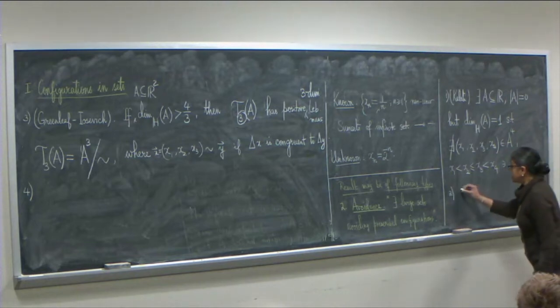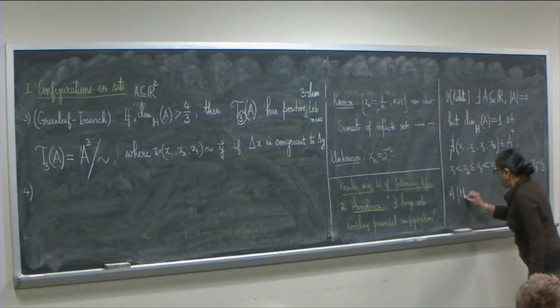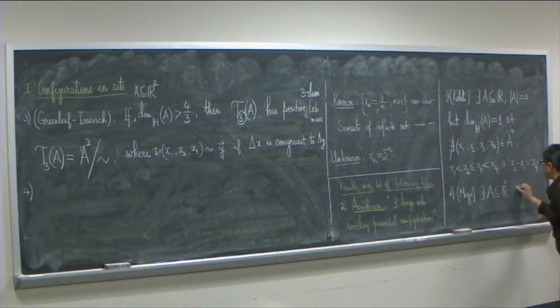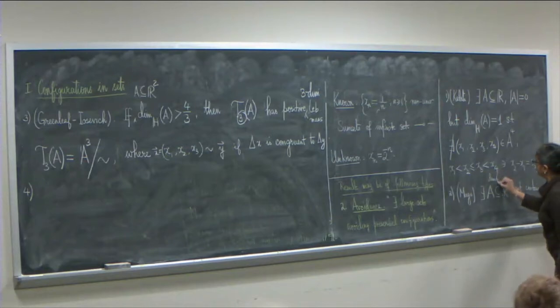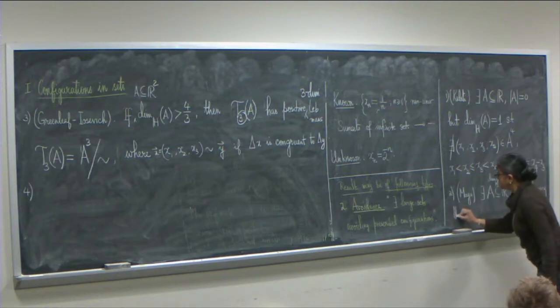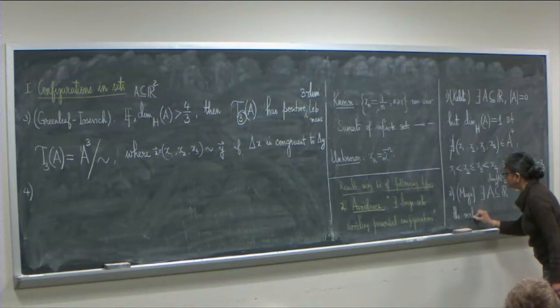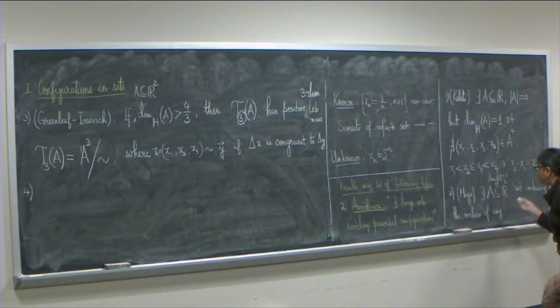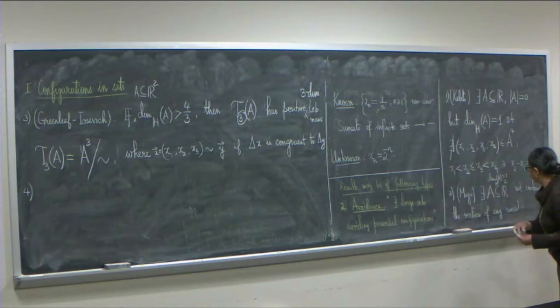And there is also a follow-up result, due to Maga, which says that there exists a subset of R2 of full dimension, so dimension equals 2, not containing the vertices of any isosceles right triangle, or any right triangle for that matter.